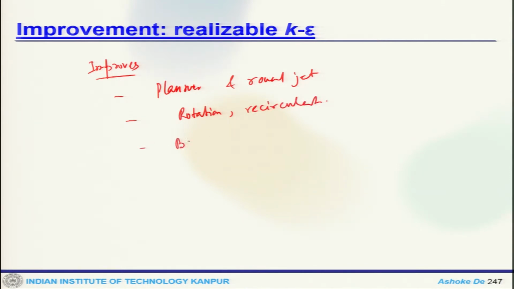So boundary layers undergo strong adverse pressure gradient, and also strong streamline curvature. So these are the improvements which are there for the realizable K epsilon model.